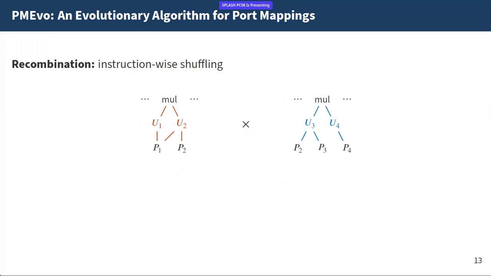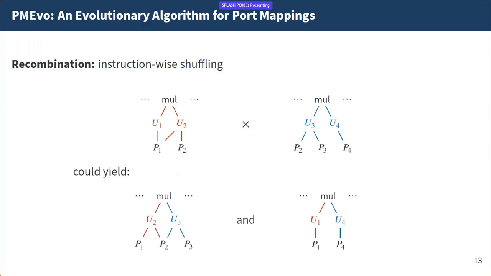So for example, for the null instruction, for these two parent port mappings, one of them using micro-ops U1 and U2, and the other one U3 and U4, we might get offspring that looks like this. So in this case, both take micro-ops from either parent's port mappings. This just leads to mixing around the port usages here, so that we can try a lot of different things throughout the evolution.